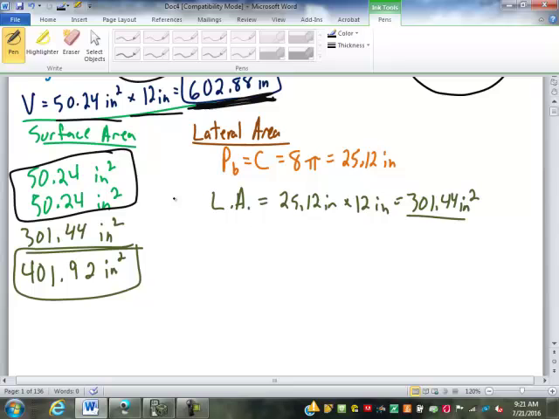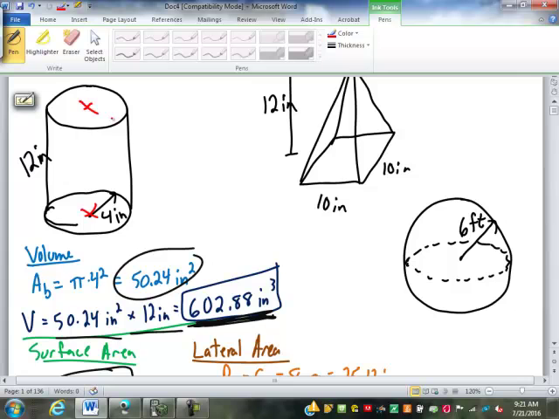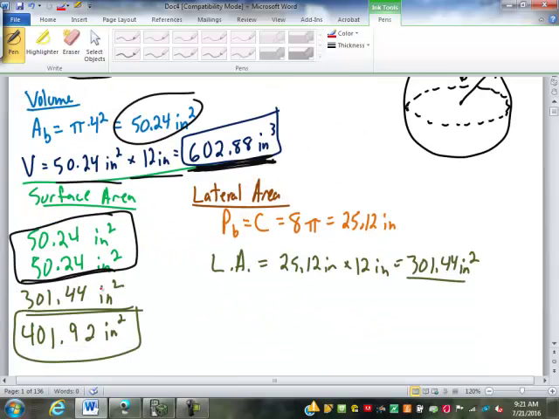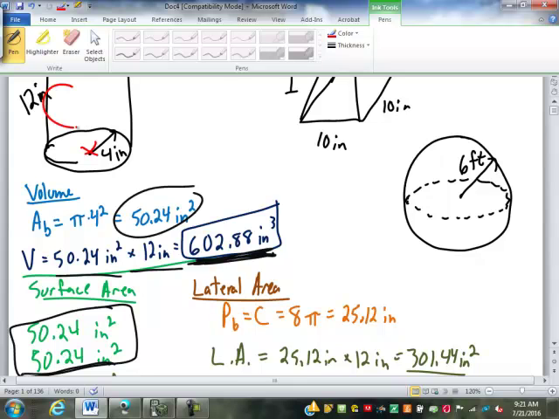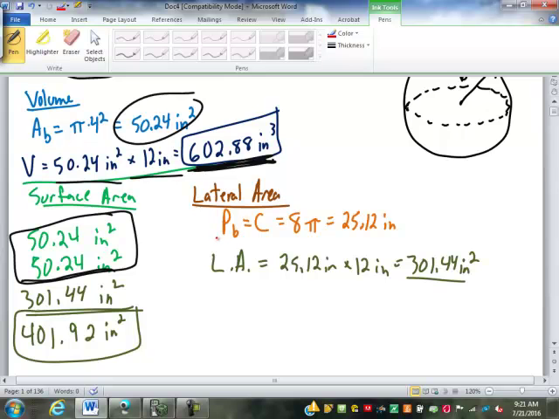We'll review that again. Okay, so the 50.24, that is the area of the base, and there's two of them. There's one on bottom and one on top. So that's why we got 50.24 written down there twice under surface area. So then all we need to do is find the lateral area, which is the part that wraps around it. Lateral area, remember, is always the perimeter of the base, which is what we found here, the circumference of that circle, and then times the height, which was the 12 inches again, which gave us the 301.44. So we just added those three areas up to get our total surface area.